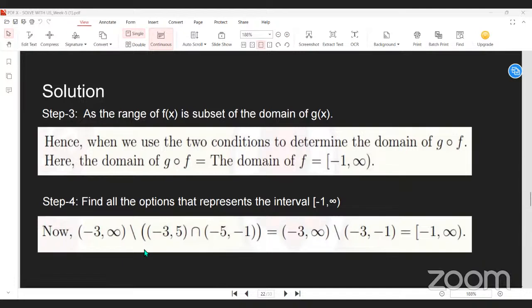I think, sir, it's not coming. No, see, -3 comma 5 intersection -5 comma -1, right? Let everyone solve, then I'll solve it and show. Minus 1, got it. Yes, sir, it's coming.